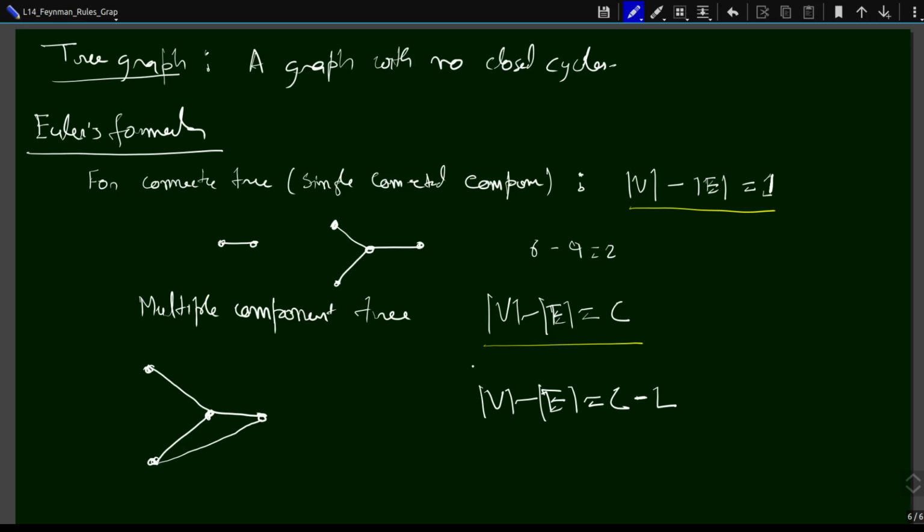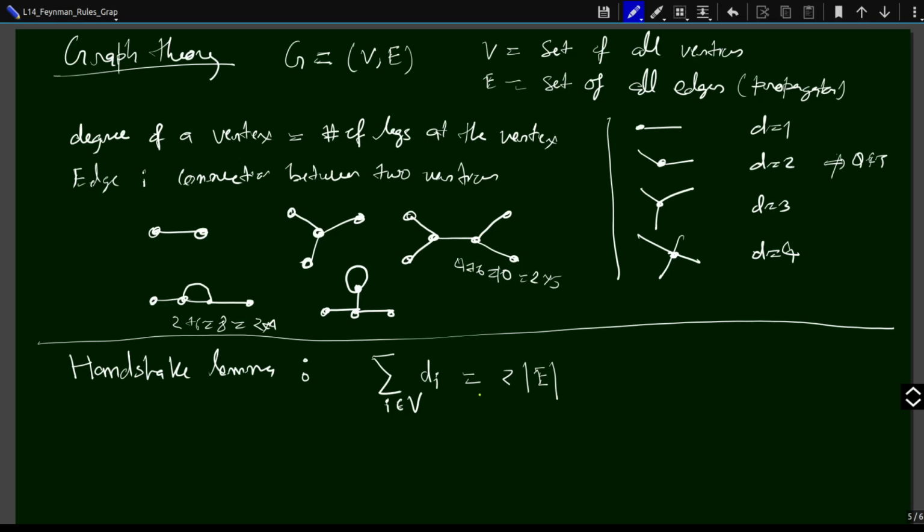So this is the formula that is my final formula, which I am gonna call Euler's formula, but I don't think it's a correct name for it. Okay, so this is the guy. V, number of vertices minus number of edges, is equal to C, which is number of components, minus L, number of loops. And the previous formula, which is called Handshake Lemma, here it talks about twice the number of edges is related to the sum of all the degrees.